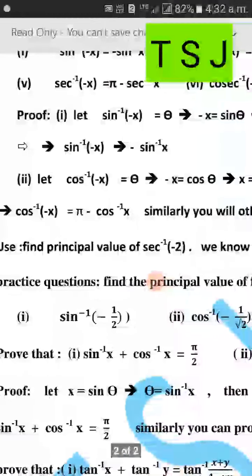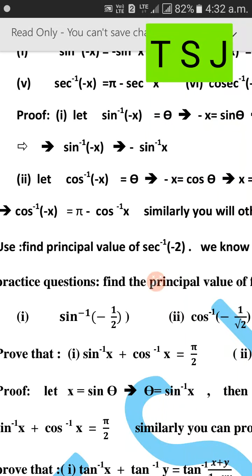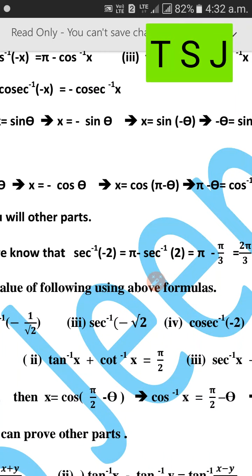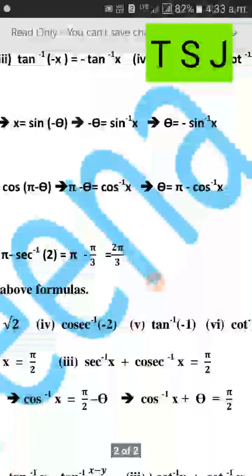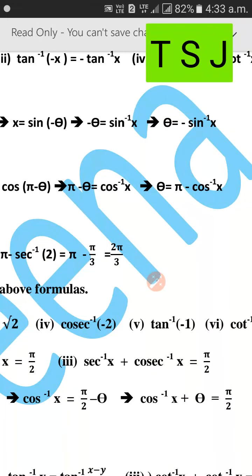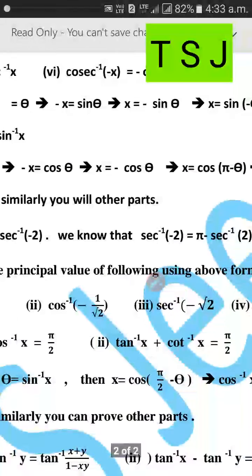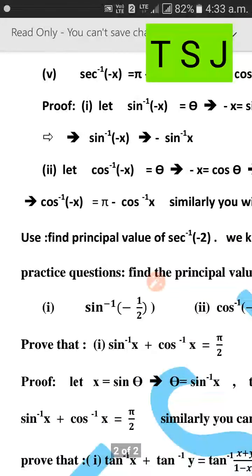So how will we derive this? Consider sine inverse of minus x equal to theta. So minus x equals sine theta, and x equals minus sine theta. You can write it as x equals sine of minus theta, and minus theta equals sine inverse x, which means theta equals minus sine inverse x. Comparing both the thetas, we have the relation sine inverse of minus x equals minus sine inverse x.